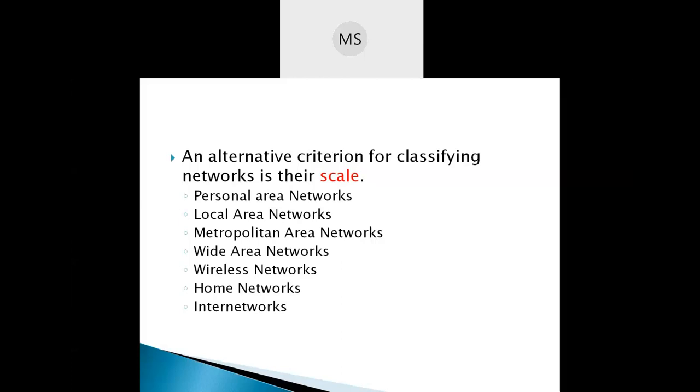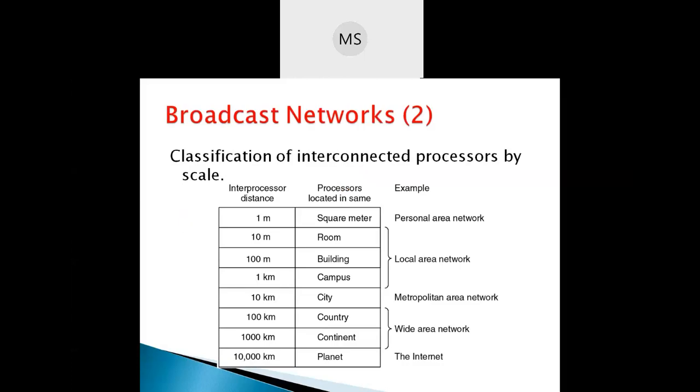As you know, personal area networks can cover a maximum of 1 square meter. That means the interprocessor distance is a maximum of 1 meter. In a local area network, the coverage area may be a room of 10 meters, a building of 100 meters, or a maximum of 1 kilometer. So a local area network's coverage area is 10 meters to 1 kilometer, within the campus. When it comes to the metropolitan area network, it covers 10 kilometers, or we can say an entire city.